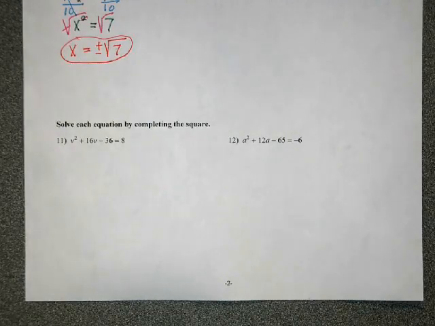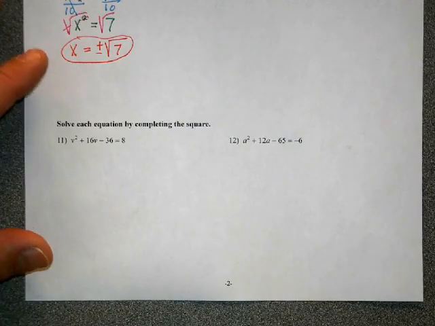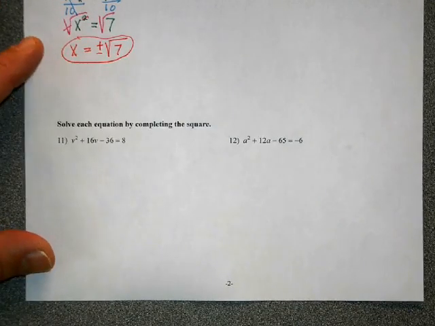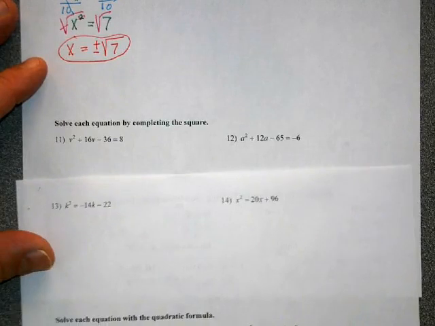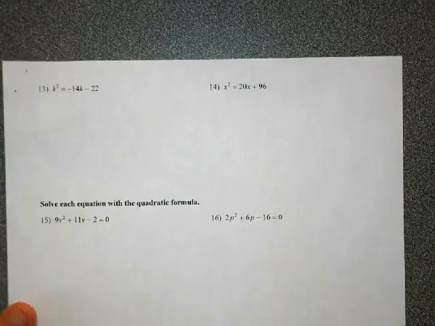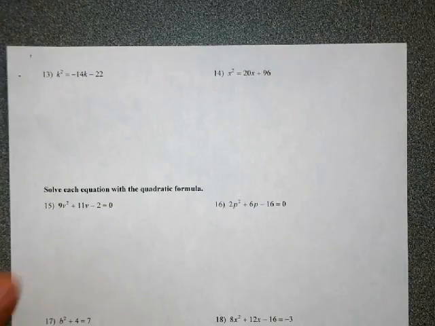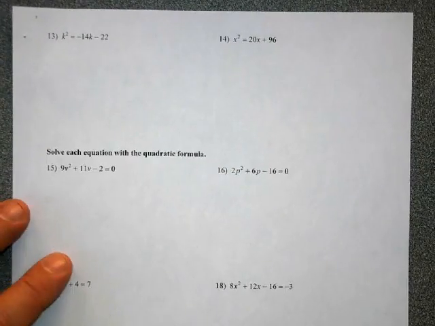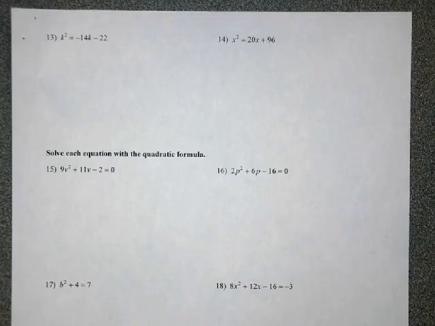All right, so I'm going to do number 14, okay? So turn the page. Let's go to 14. And by the way, completing the square, you can only do it if you can get the coefficient of the square term to be a 1. If you can't get that to be a 1, then you can't use this.